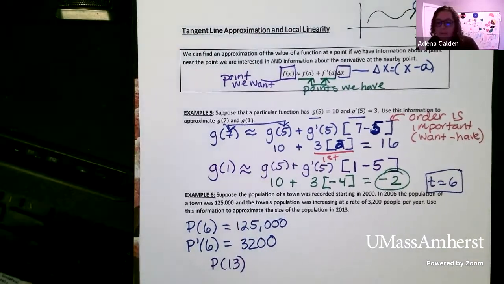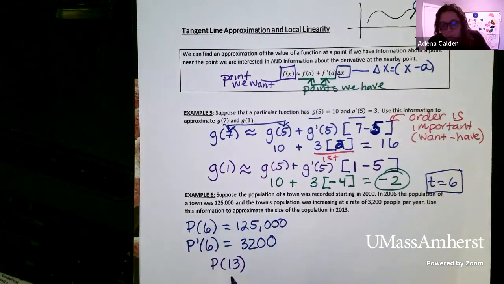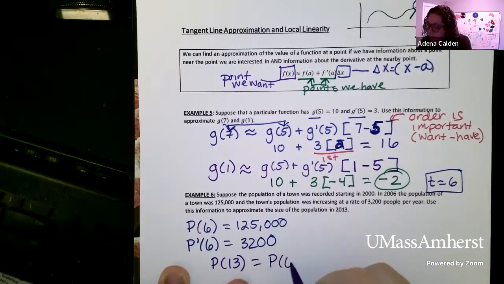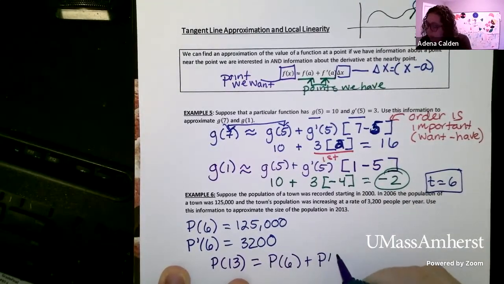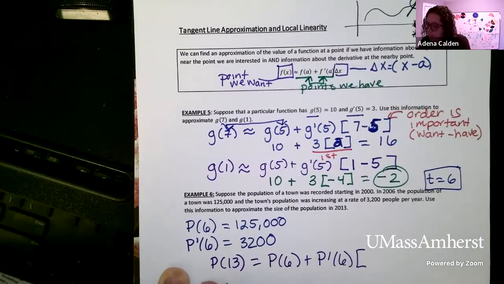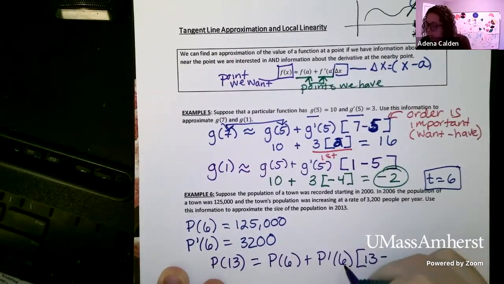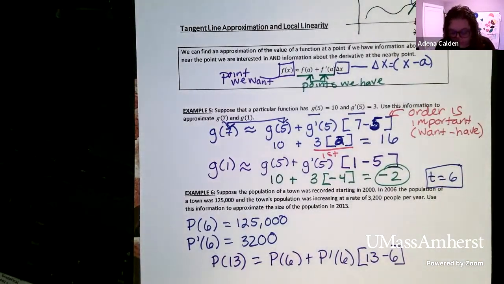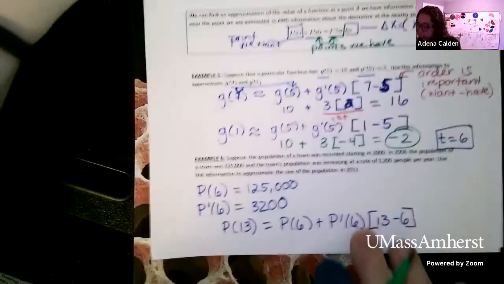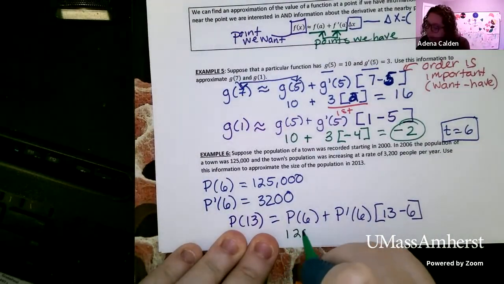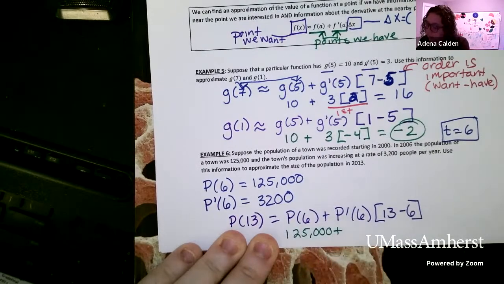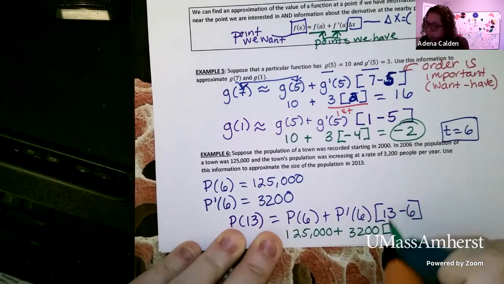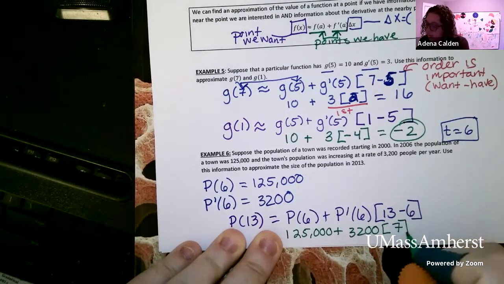So since I use 6, I'm going to use 13 here. If you use 2006, you would use 2013, right? So P of 13 is going to use P of 6 plus P prime of 6 times 13 minus 6. So that's the number of years I'm predicting away. So now I'm going to fill in all the numbers that I know. So P of 6 is 125,000 plus P prime of 6 is 3,200 times, now 13 minus 6 is 7.